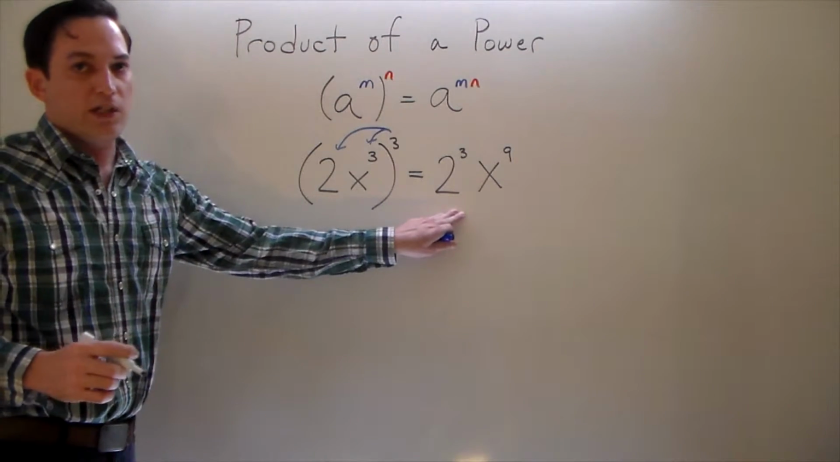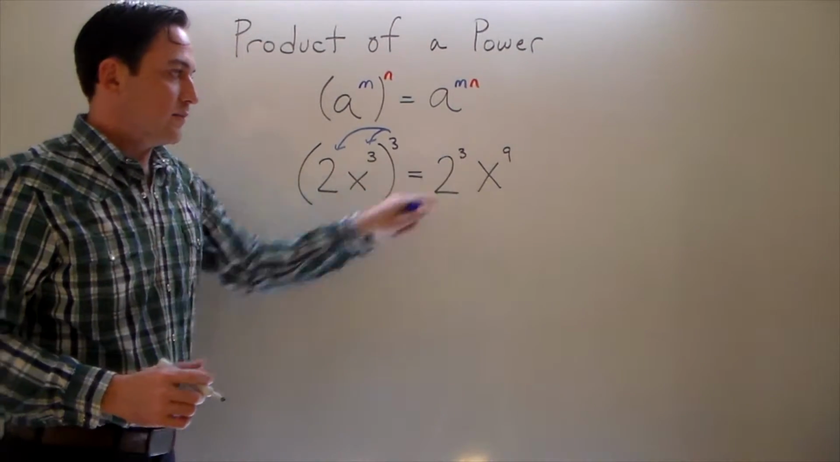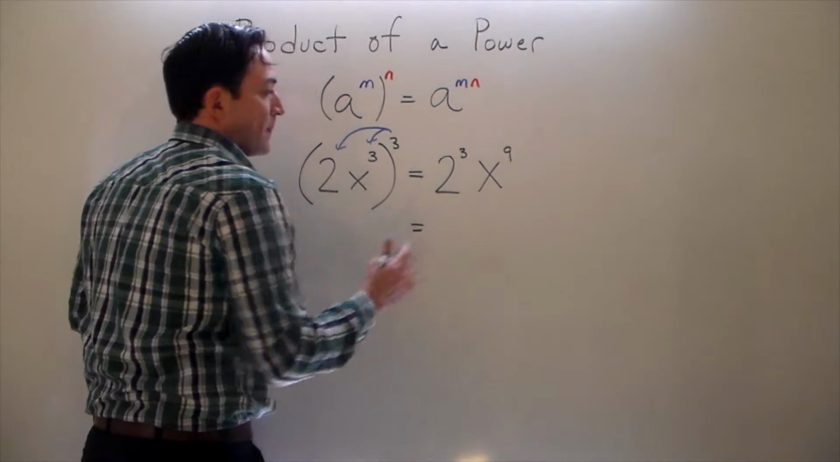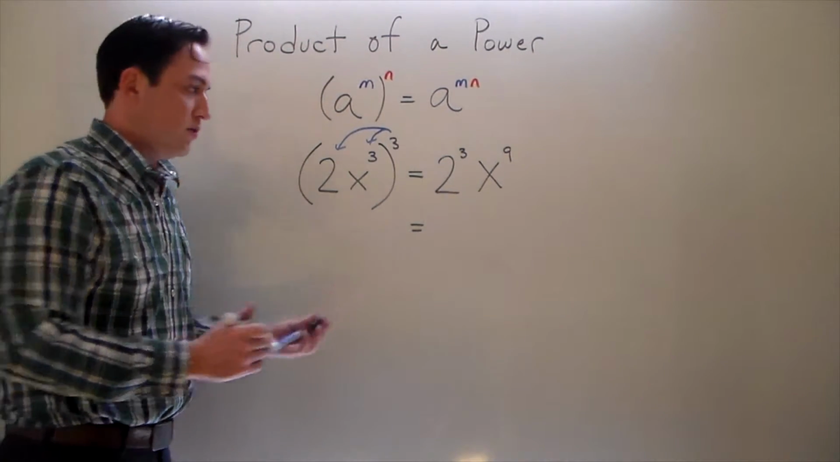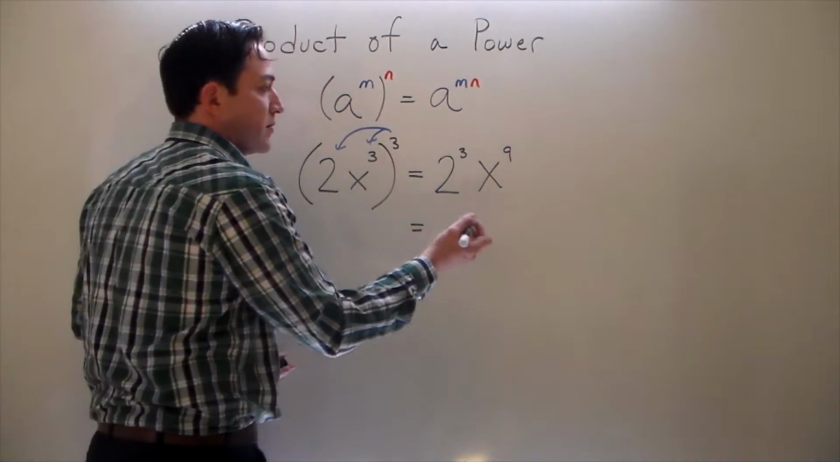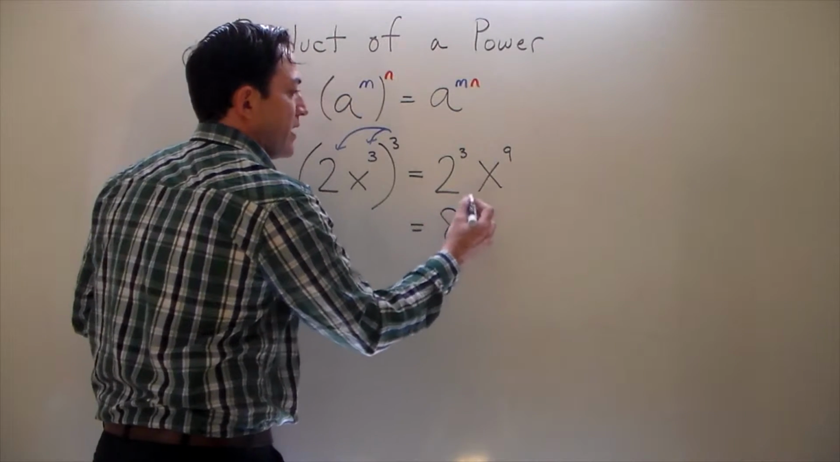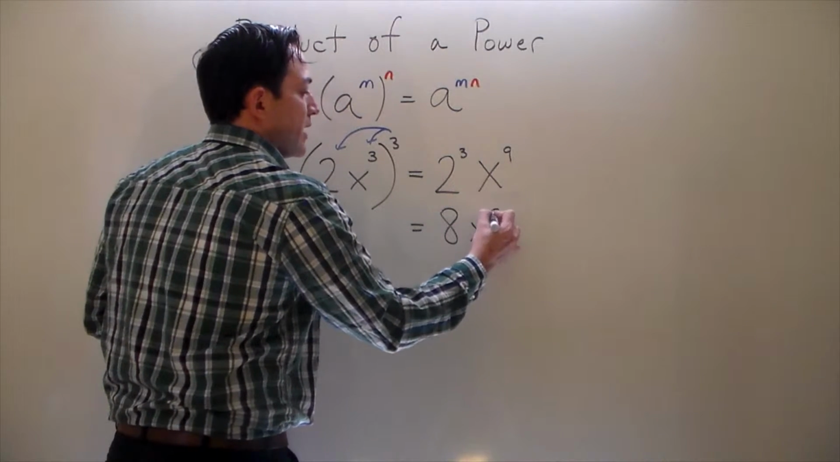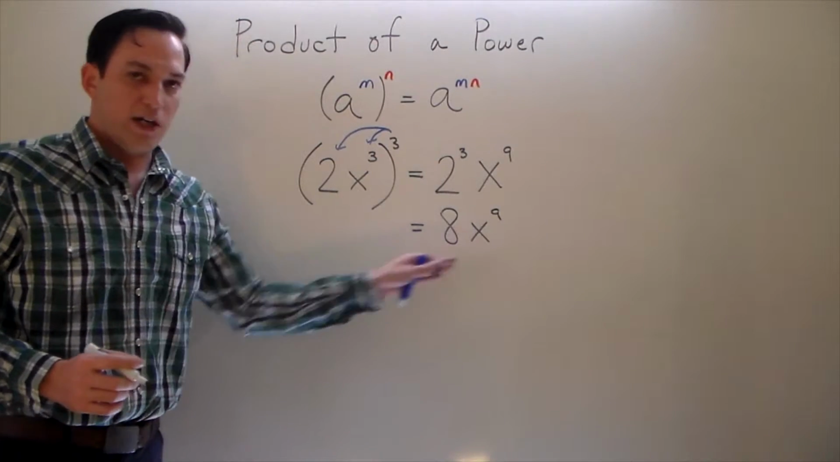So I could take this one step further if I wanted to and actually expand that out. So what I really have is 2 times 2 times 2. So that's 4 times 2 is 8. So I'd have 8 x raised to the 9th, and those are just all getting multiplied.